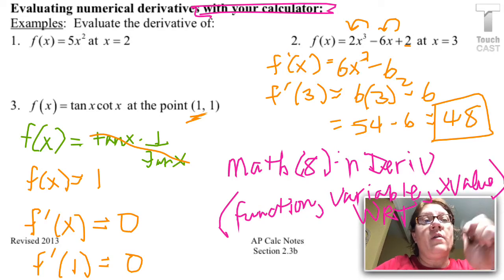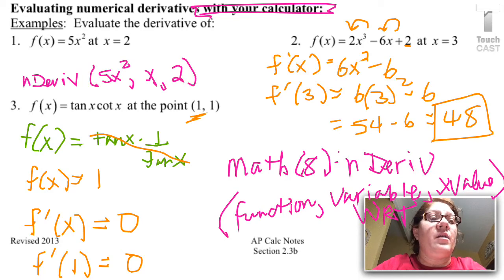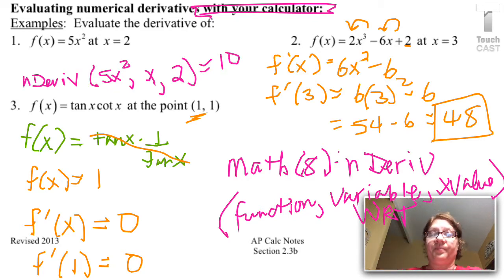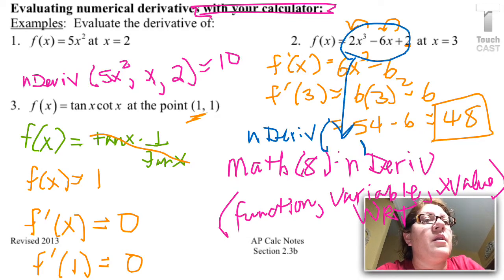So on the very first one, we're going to have nDeriv, and then we're going to put 5x squared because that's the function. It's with respect to x, and the x value is 2, and double check to make sure that we get 10, which is what we have. And then on the next one, we're going to do nDeriv, and you're going to type all of this in, and then x, because it's with respect to x, and then 3, and see if you get 48.